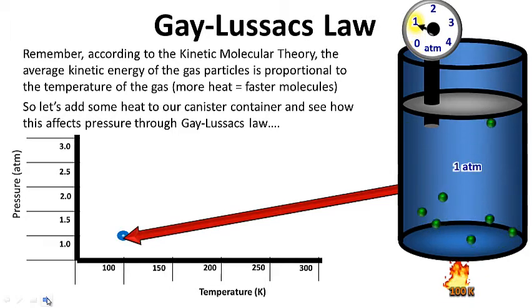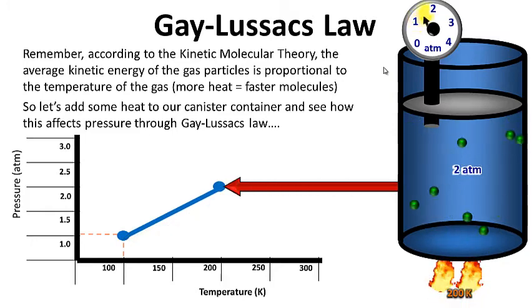Okay, so we heat it up to 100 Kelvin. Notice our pressure gauge now reads 1 atmosphere, and our molecules are moving faster. Well, what do you think is going to happen if we heat it up even further? Now we're adding even more heat to our atoms or molecules here. Notice they're moving faster, more collisions with the container and with each other, and now the pressure is reading 2 atmospheres. All right, and I think you get it by now.